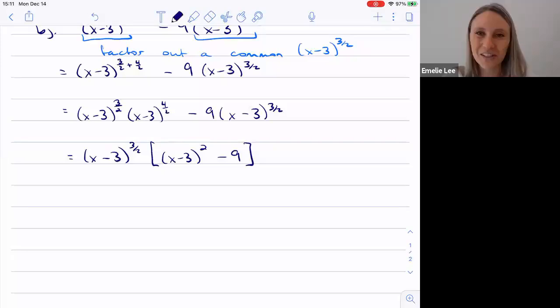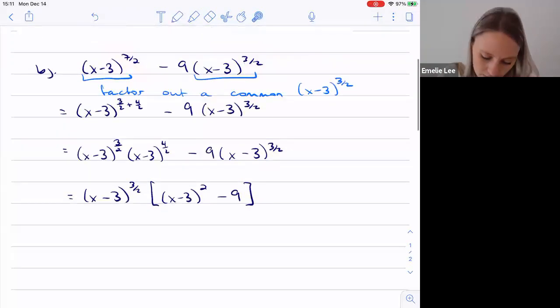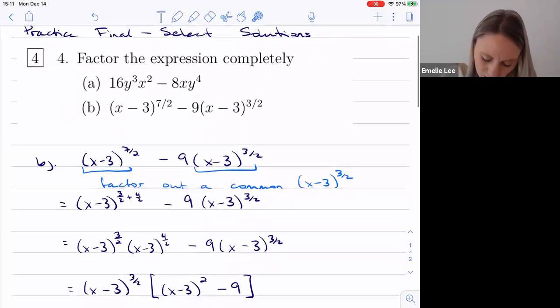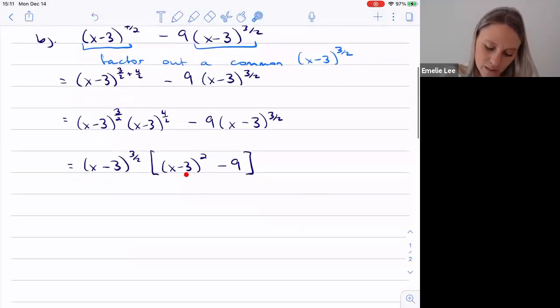So now we're feeling good about ourselves, and then we go to check our answers, and we're still not quite there. Nope, because we can expand this a little bit further, right? And so let's see, factor the expression completely. So I would, so here's the thing.